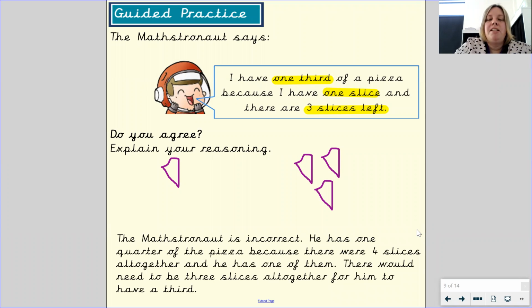The astronaut is incorrect. He has 1/4 of the pizza because there were 4 slices altogether and he has 1 of them. There would need to be 3 slices altogether for him to have a third. Remember to draw pictures to help you when you are solving problems.